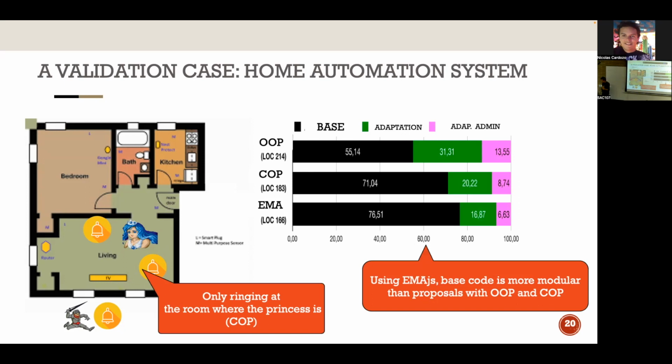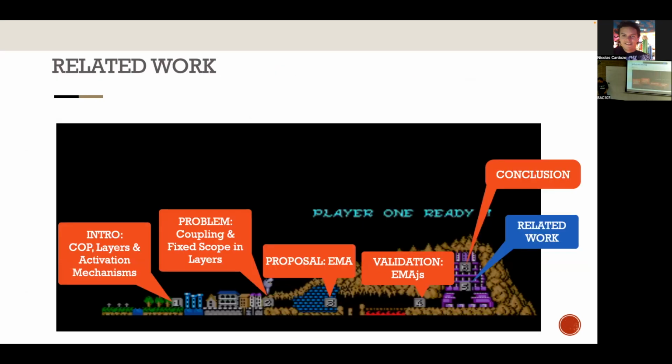So this is just a small example. The validation in the paper is obviously larger, with another case study, in which we demonstrate exactly how EMA works and how it is successful in satisfying these requirements on increasing the flexibility of the selection and scoping mechanisms in context-oriented programs.